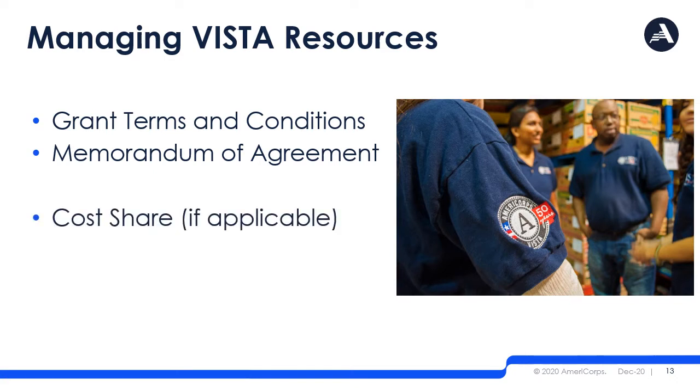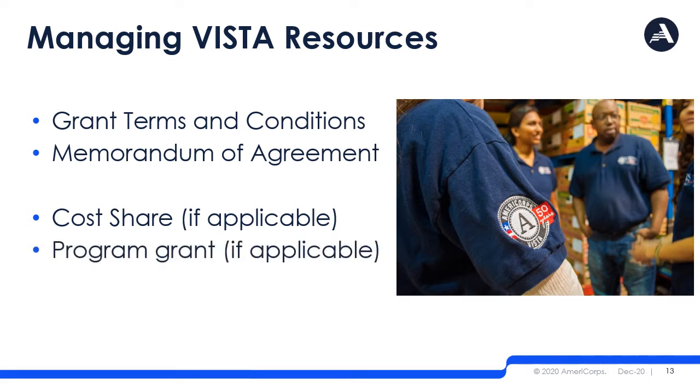If your grant includes a cost share agreement, you are responsible for submitting payments to AmeriCorps, either every 2 weeks or once a month. If your project receives a program grant, you will have additional responsibilities to manage the funds and submit financial reports. If you have questions about your agreement with AmeriCorps, access the agreement in eGrants or reach out to your AmeriCorps regional office.